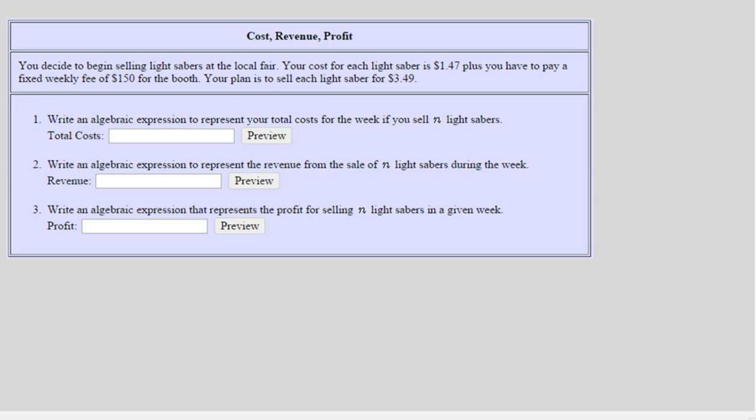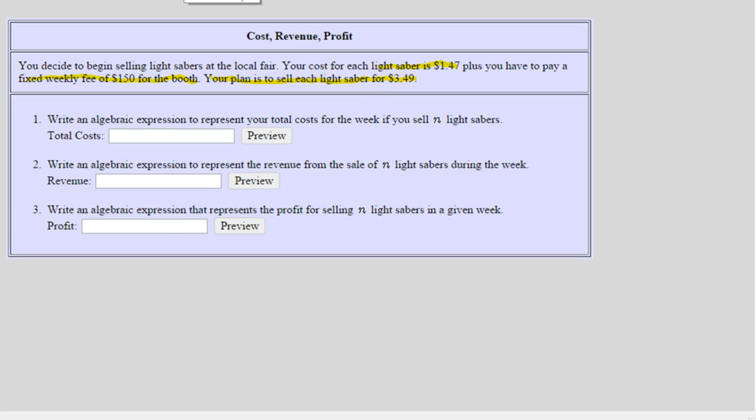Let's begin by reading the question. You decide to begin selling lightsabers at the local fair. Your cost for each lightsaber is $1.47, plus you have to pay a fixed weekly fee of $150 for the booth. Your plan is to sell each lightsaber for $3.49. So this is the given information. And now we're asked 3 different questions, and we're going to need to use this given information to answer them.